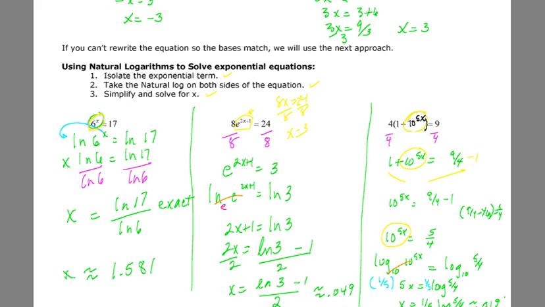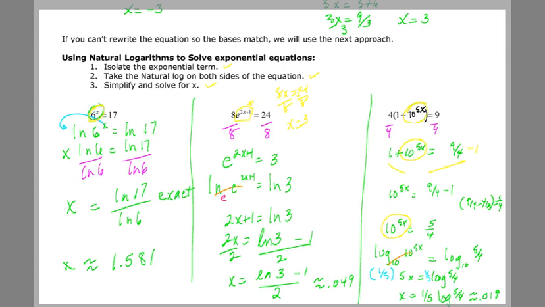So using the natural log to solve those exponential equations gives us these results.